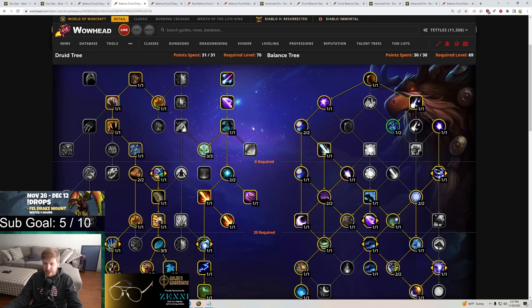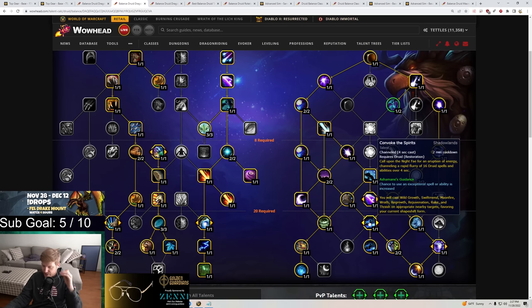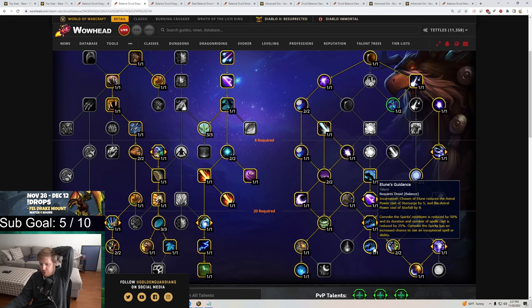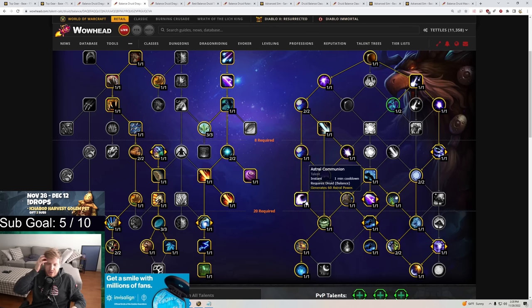Now let's talk about single target raid talents. This right here is the current iteration of the single target raid talent build. What you may notice immediately is that the big two things to talk about are, for one, it has Convoke the Spirits, and for two, it has Astral Communion. I think that this is not particularly useful for most situations.